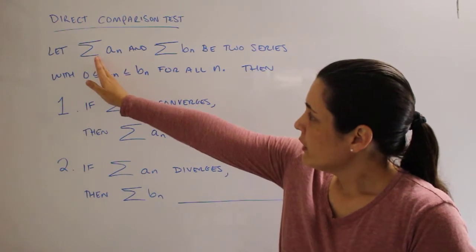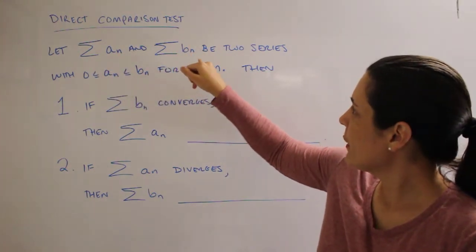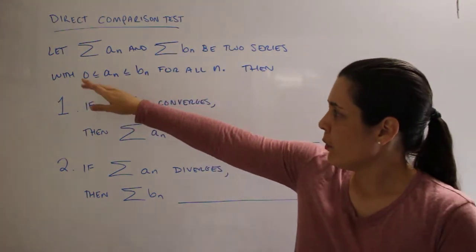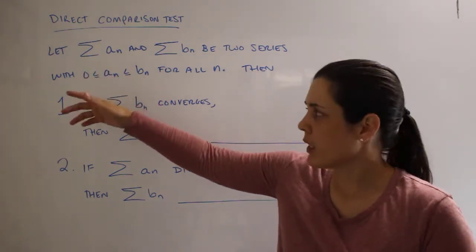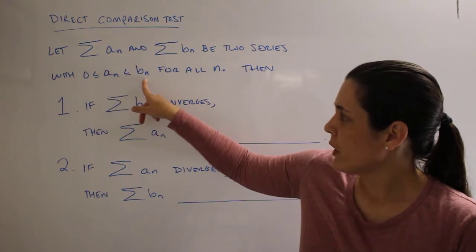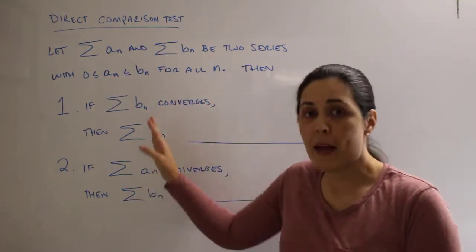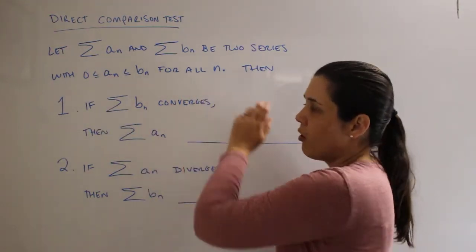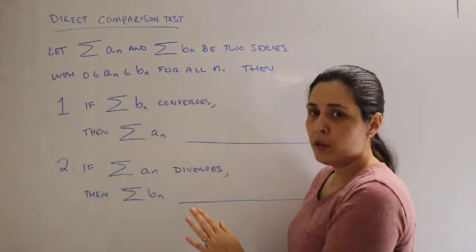Let the series of a sub n and the series of b sub n be two series with the following that must be true. They both have to be positive, so notice they're both greater than or equal to 0, or non-negative technically, but a sub n is actually less than or equal to b sub n. So b sub n is larger than a sub n. That's going to matter because of the two statements here. And this is true for all n values. With that being true, then the following is also true.